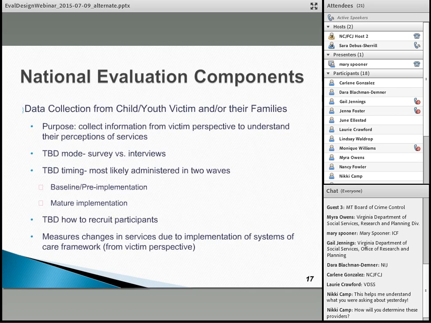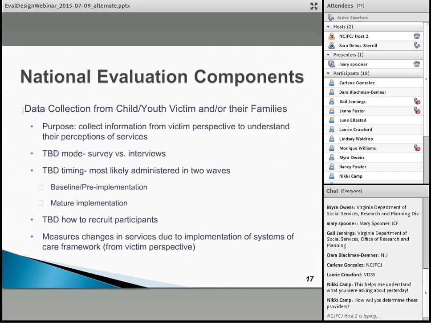Then in parallel to this, we also want to do some form of data collection to gather the victim perspective. This piece is still in development right now, but the purpose will be to collect information from this population to understand how they're perceiving services and how those perceptions change before implementation to after implementation. So this could be surveys or interviews, we're not sure yet.